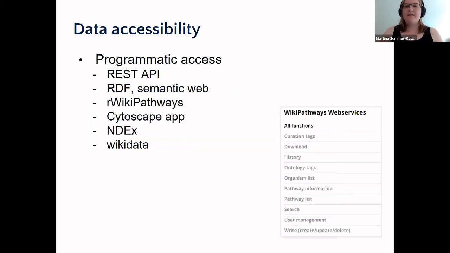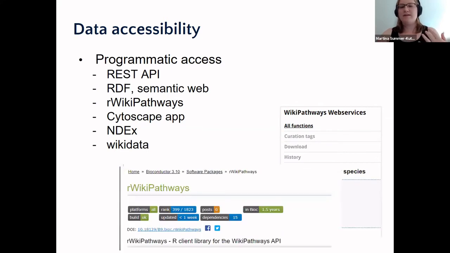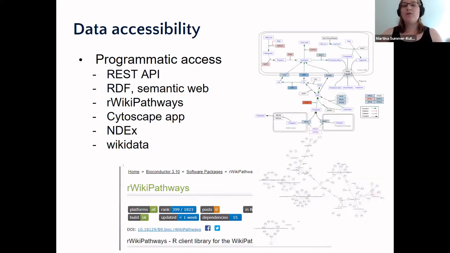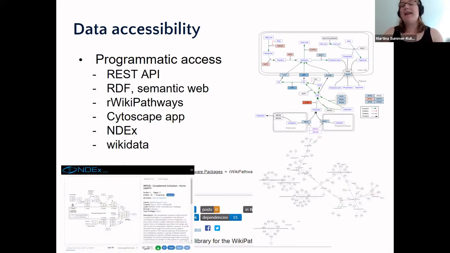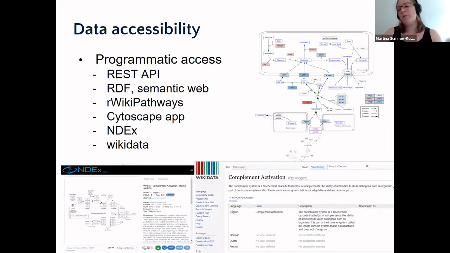If you're doing more programmatic access, we have different ways to do that as well through the REST API, the RDF, our WikiPathways. So these are all the different platforms that allow you. WikiPathways is something we'll use tomorrow as well. You can open them in Cytoscape with the Cytoscape app. That's also something we'll do. They are available in Index, all the human pathways, and in Wikidata. So they're also disseminated in all the other platforms that might be relevant.